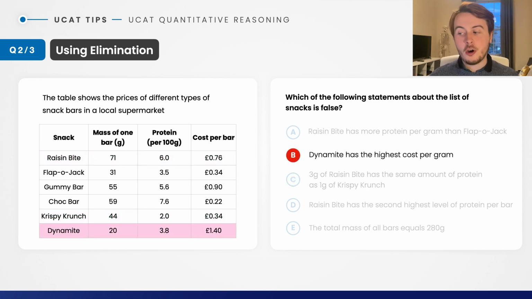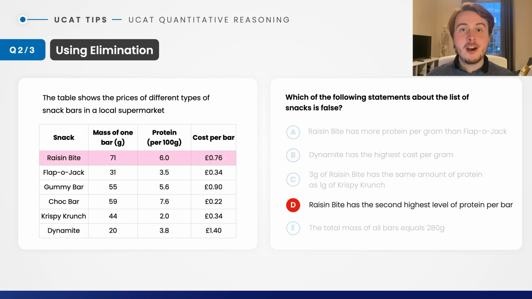So in order to do option B, we'd be looking at which of them has the lowest mass and the highest cost. Dynamite fits both of these categories. So we can see again by inspection that option B is true. Option D here is going to require us to do calculations and compare. But the keen-eyed of you may notice that it's actually just the last question.